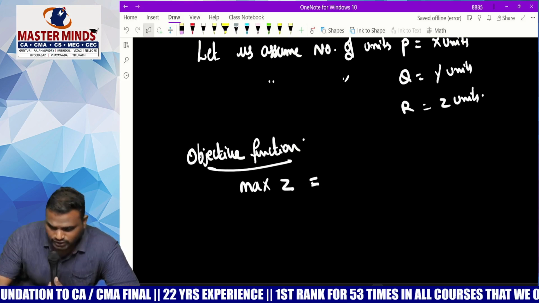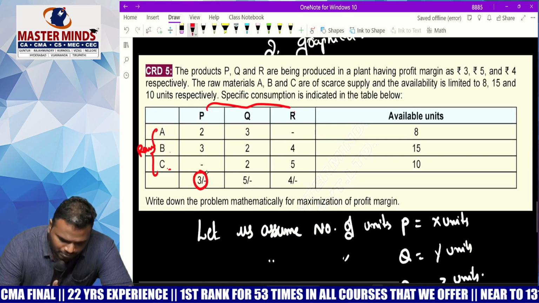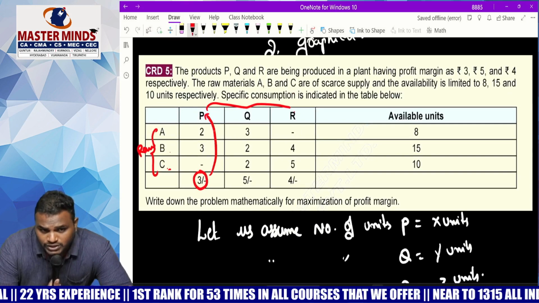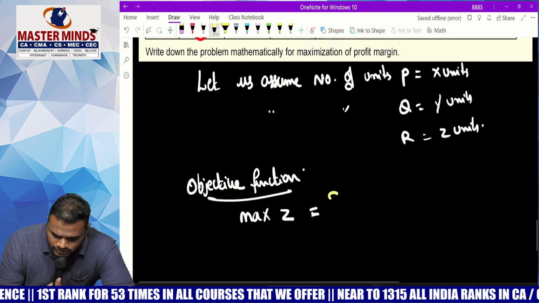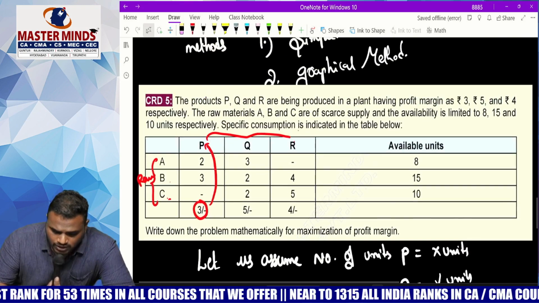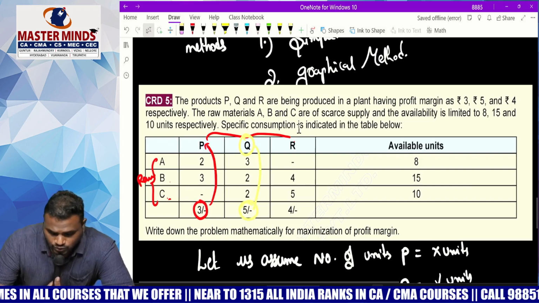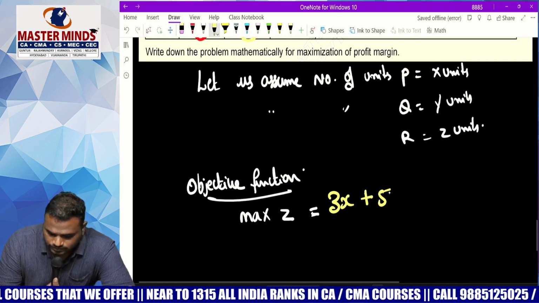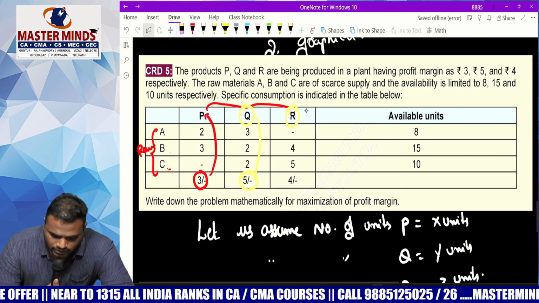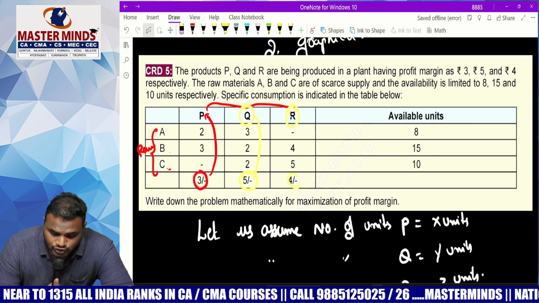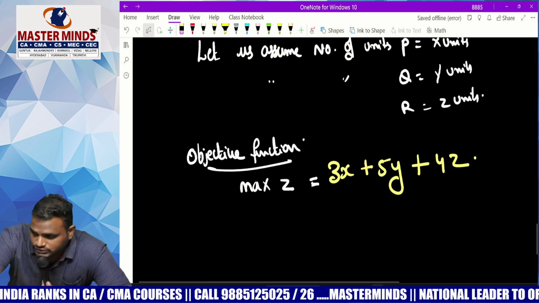Maximization of Z is equal to, what is the profit you earn from P? 3. How many units are you producing? X. Then the total profit from P is 3x, plus how much profit from Q? 5. How many units? Y. Total profit is 5y. Now how many units of R are you producing? Z. From each unit 4. What is the total contribution? 4Z. Now this is the objective function. Anybody have any doubt?